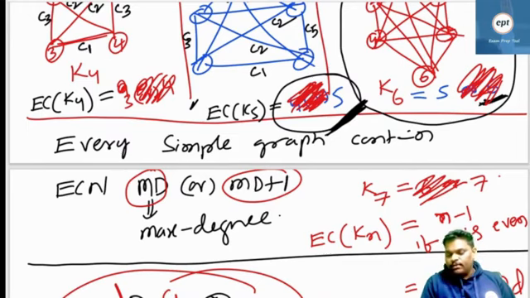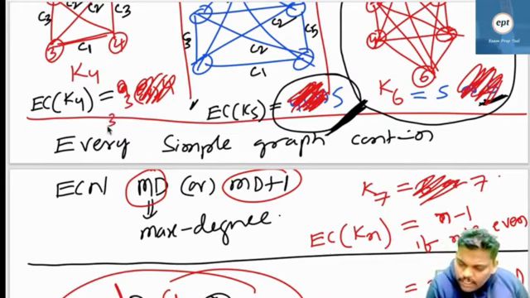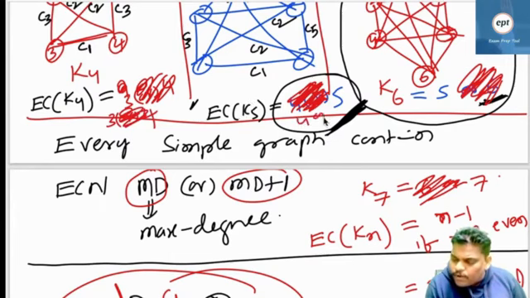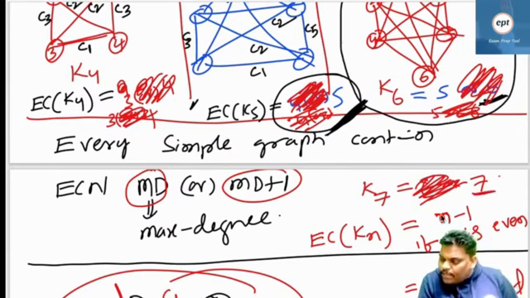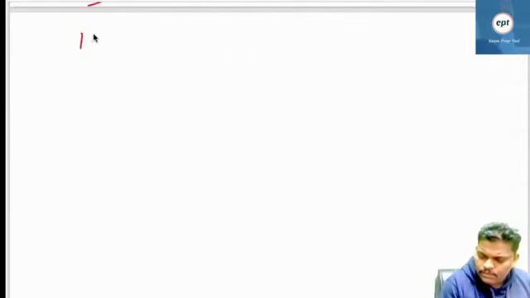K4 maximum degree is 3. Answer is 3 or 4, but because of even, 3. K5 answer is 4 or 5, because of odd, 5. K6 answer is 5 or 6, because of even, 5. K7 answer is 6 or 7, because of odd, 7. Similarly, Kn is n minus 1 if n is even. Kn answer is n if n is odd. That's it. Nothing there.